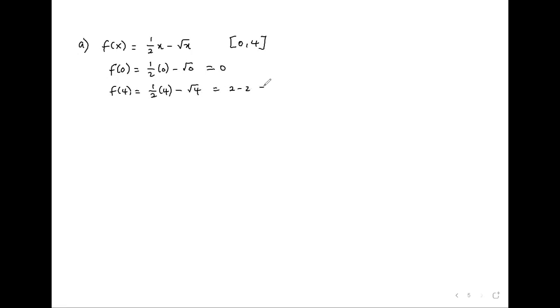If f of x is equal to 1 over 2x minus root x, and the interval is 0 to 4, we first check if this satisfies Rolle's theorem. So what is f of 0? 1 over 2 times 0 minus root 0. This is equal to 0. F of 4, you get 1 over 2 times 4 minus root 4. This is 2 minus 2, which is 0.